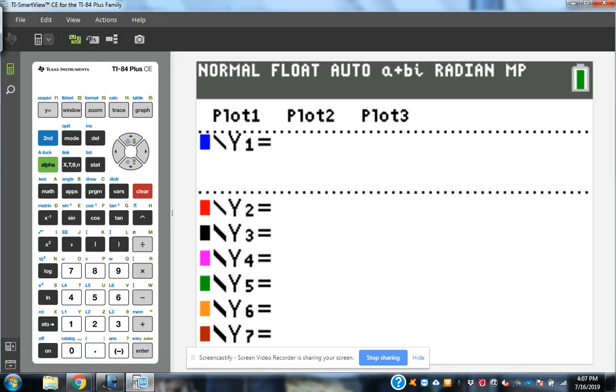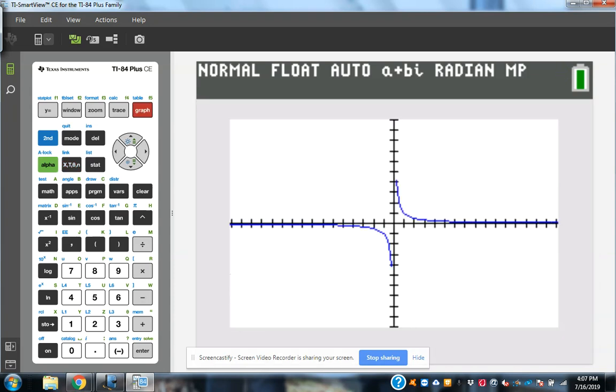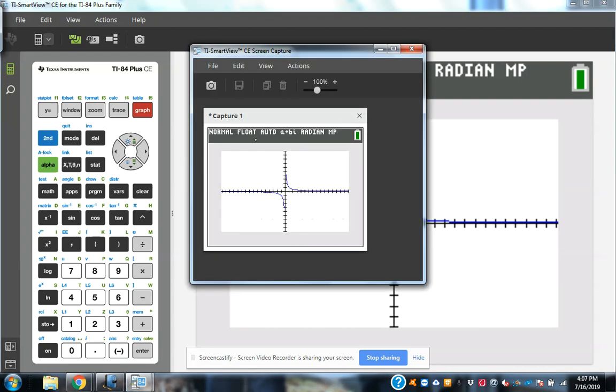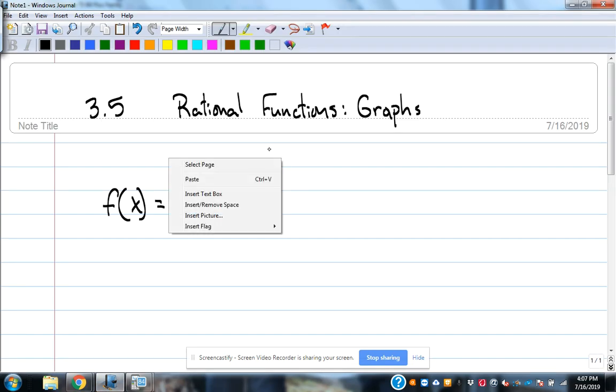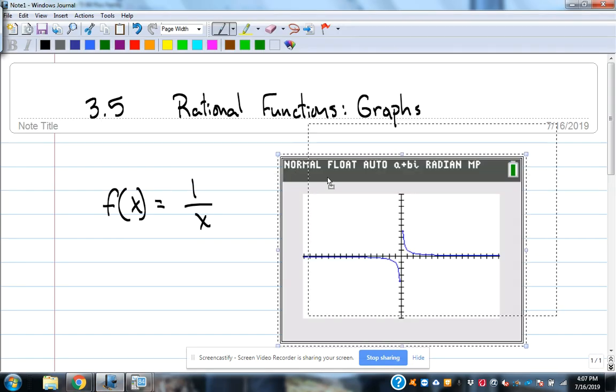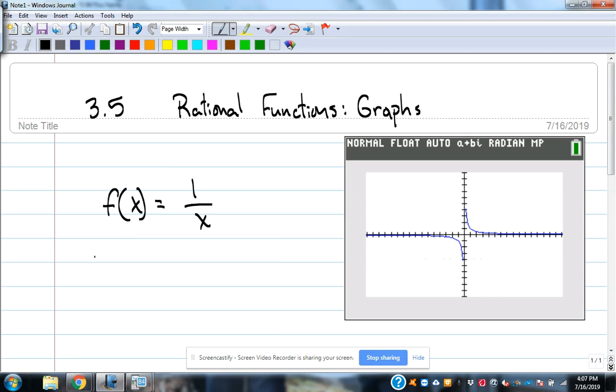So I'm just going to go to the y equals menu on my calculator and just type 1 divided by x. This is the most basic of rational functions that we can have. And it looks like that. So I'm going to copy that and put it in my notes there so that I can point to things as we write down some information about this. So I'm going to point out a few things on the graph that relate to what we're talking about.